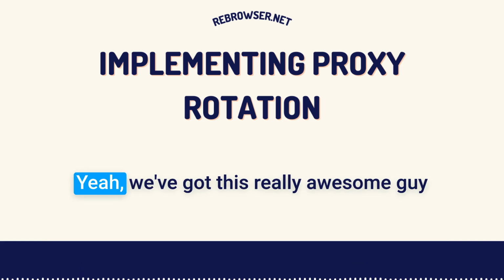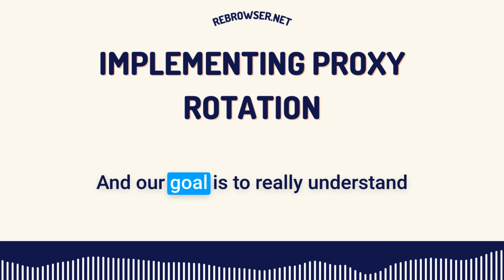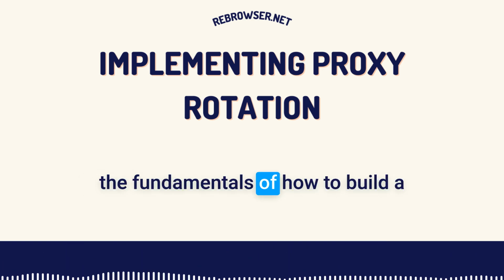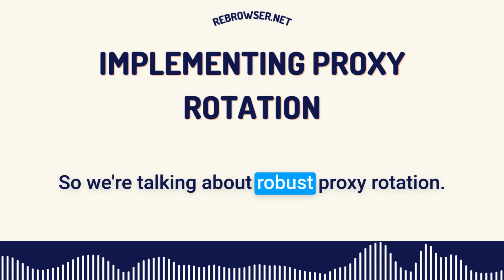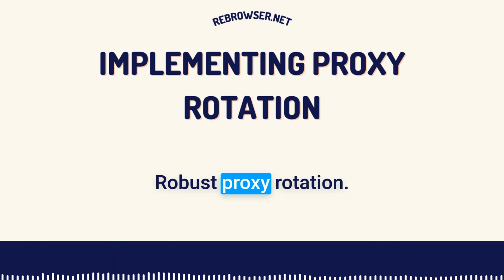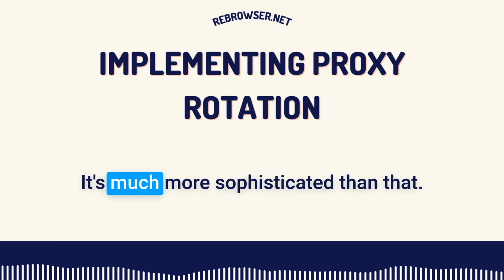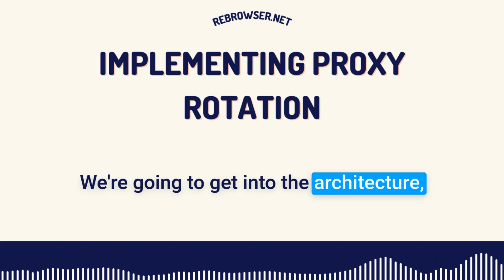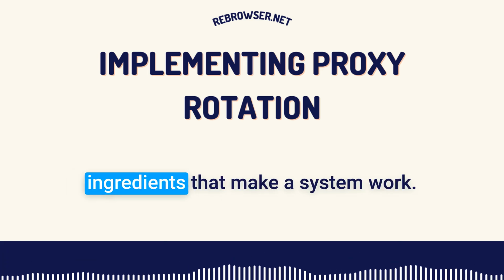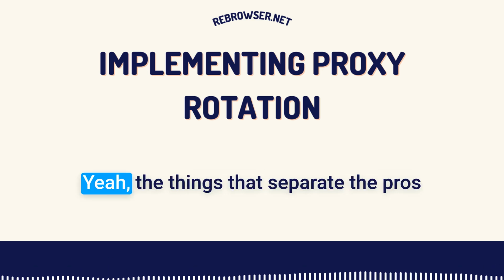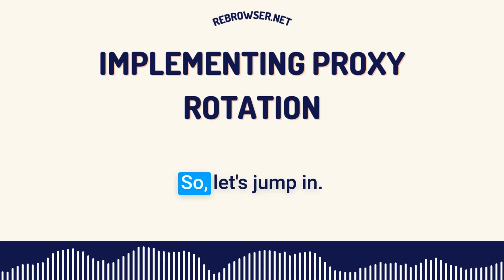It's really important, yeah. So we've got this really awesome guide that we're going to be diving into today, and our goal is to understand the fundamentals of how to build a system that can handle millions of requests without getting blocked. So we're talking about robust proxy rotation? Exactly. And not just about changing your IP address randomly. No, it's much more sophisticated than that. We're going to get into the architecture, how to choose the right proxies, the monitoring, the security, all the essential ingredients that make a system reliable. The things that separate the pros from, well, the people who get blocked. Exactly. So let's jump in.